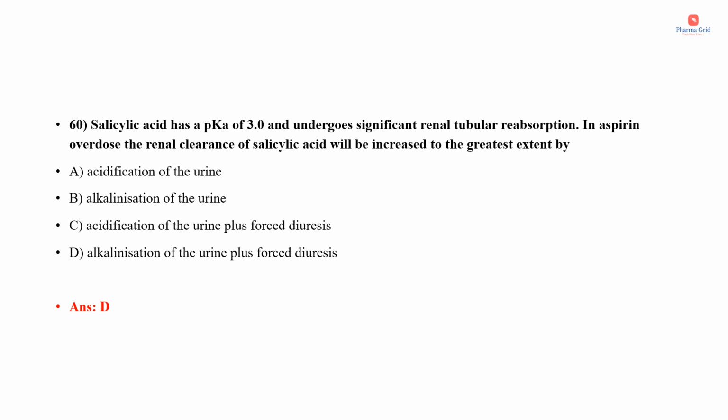And remember the two golden rules here. The first rule is only the unionized drug will be absorbed and the ionized drug will get excreted. And rule number 2 is absorption requires the same medium, that is acidic drugs in acidic medium and basic drugs in basic medium. And for excretion, the opposite medium is required. Aspirin is acidic in nature, so it will get excreted in the basic medium. So alkalinization of the urine plus forced diuresis is the best method in case of aspirin overdose. This alkalinization of the urine can be done by IV infusion of sodium bicarbonate. So acidic drugs get excreted in the basic medium.